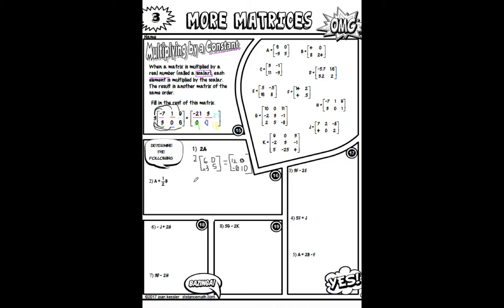So let's look at number 2. It says A plus 1/2 B. So order of operations. I'm going to substitute first. A is 6, 0, negative 3, and 5. So that's matrix A plus 1/2 matrix B. Matrix B is going to be 4, 0, 8, 24.